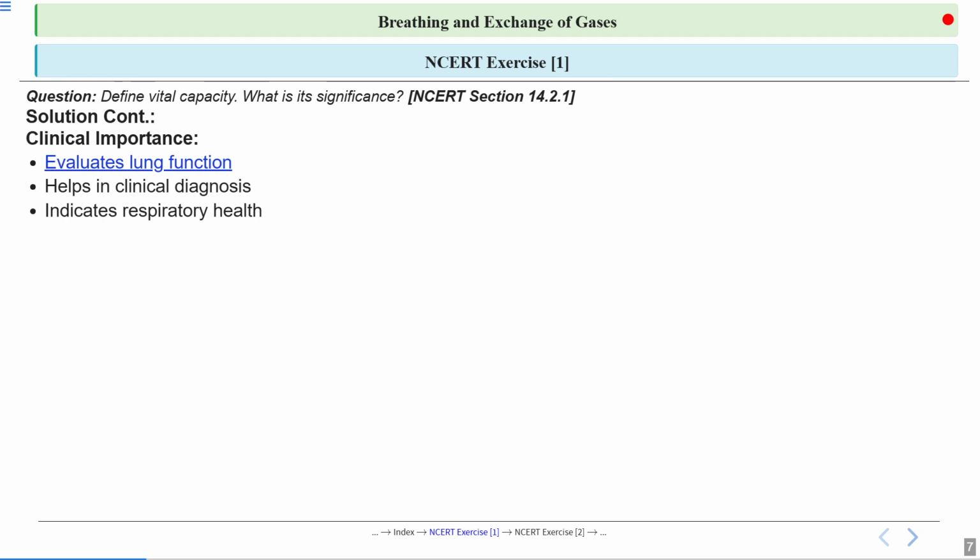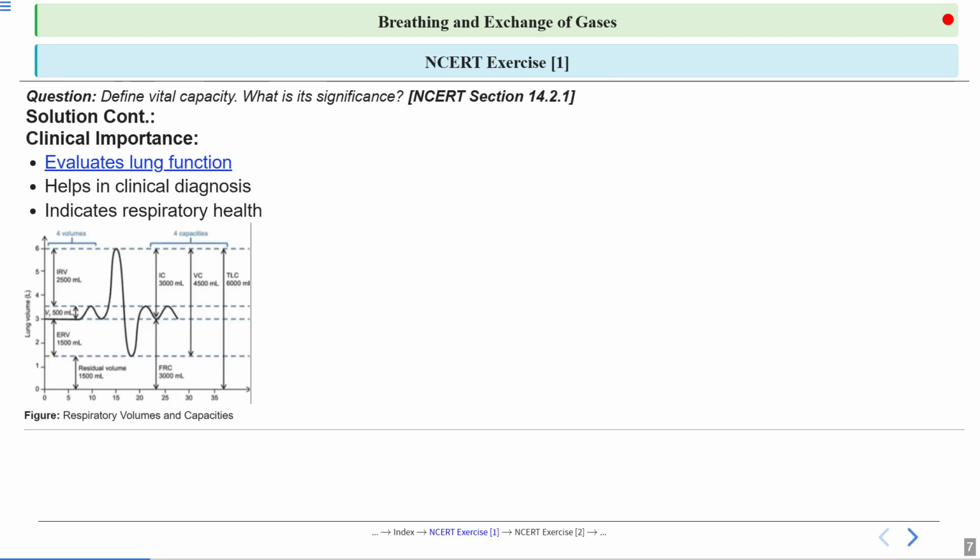And to know the vital capacity, you have to measure three different things, that is inspiratory reserve volume, expiratory reserve volume, and tidal volume. In the graph you can see, this inspiratory reserve volume is here, tidal volume is here, and expiratory reserve volume is here. Three things. When you sum up, you get the vital capacity, right? Okay.